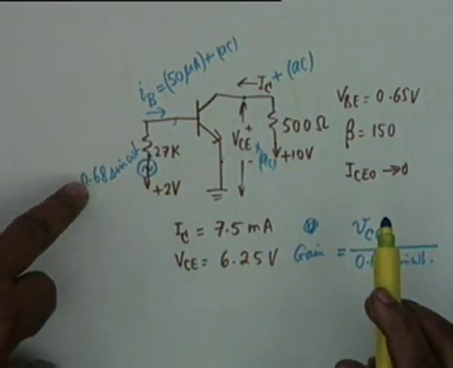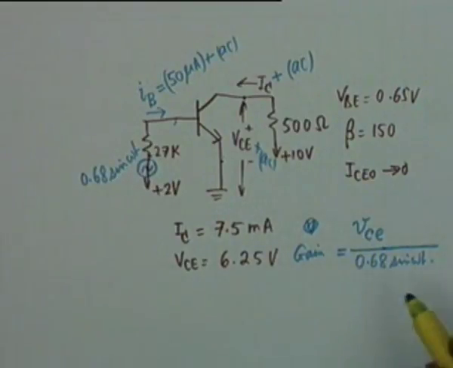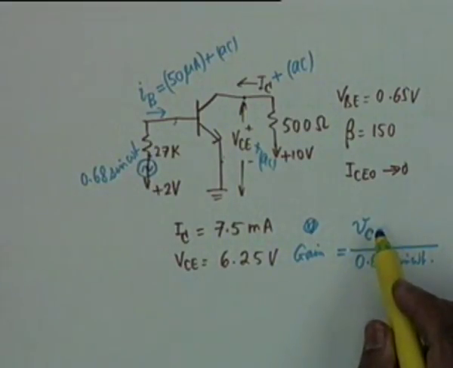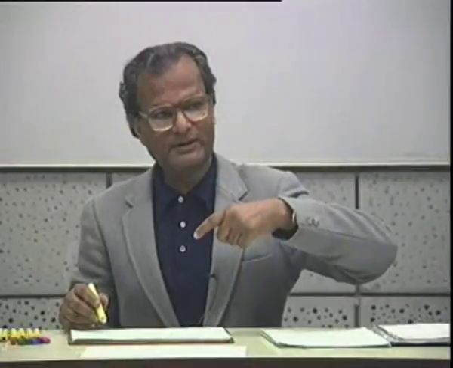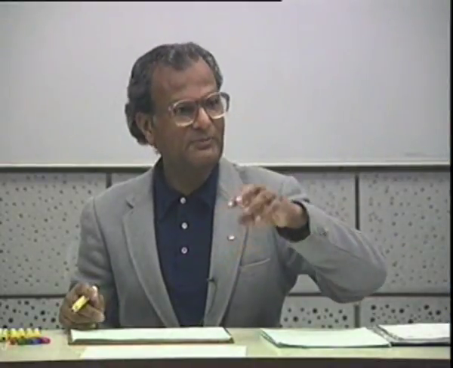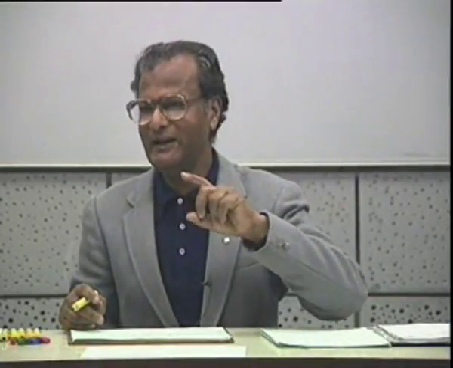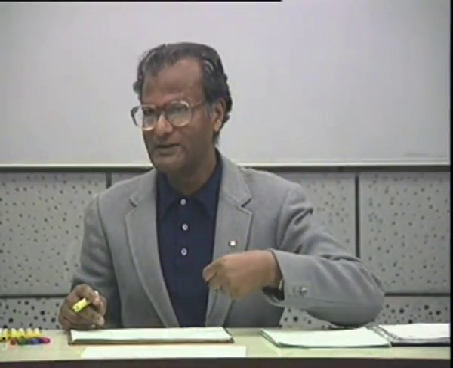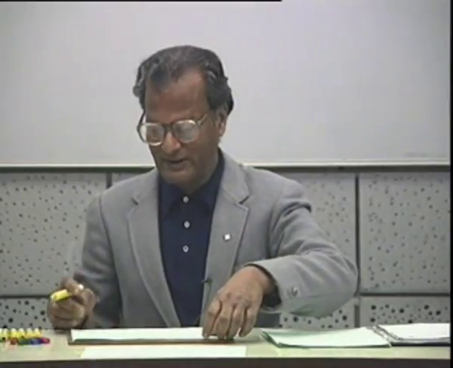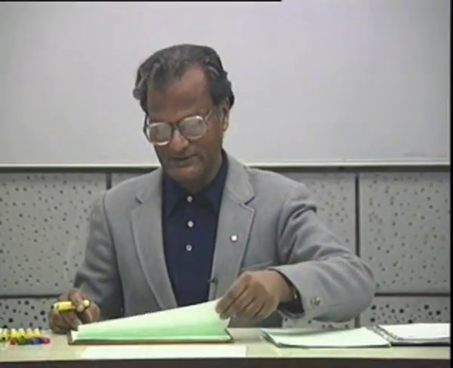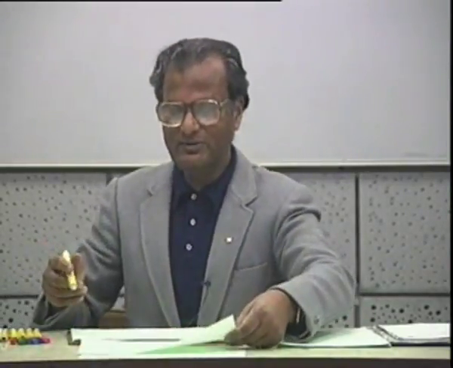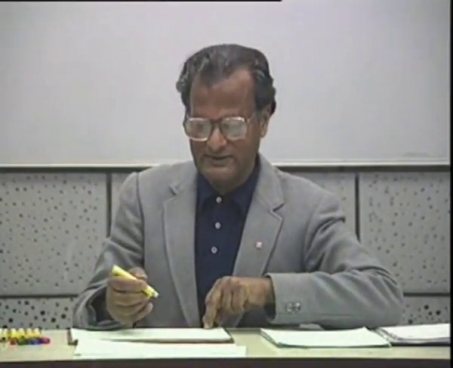That is, given an AC voltage 0.68 sine omega t, we get an AC voltage across the collector and emitter, which will also be of the form K sine omega t, but this K will be greater than 0.68, and therefore there shall be a gain. In order to find out what this gain is, let's look at the AC equivalent circuit.